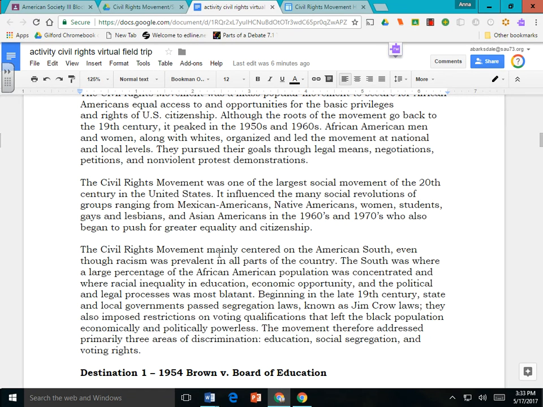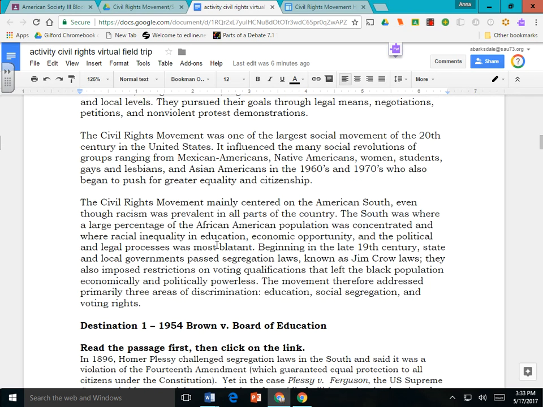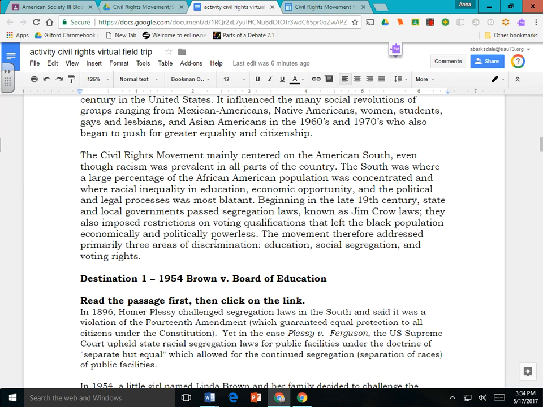It influenced the many social revolutions of groups ranging from Mexican Americans, Native Americans, women, students, gays and lesbians, and Asian Americans in the 1960s and 1970s, who also began to push for greater equality and citizenship. The civil rights movement mainly centered on the American South, even though racism was prevalent in all parts of the country. The South was where a large percentage of the African American population was concentrated and where racial inequality in education, economic opportunity, and the political and legal processes was most blatant.